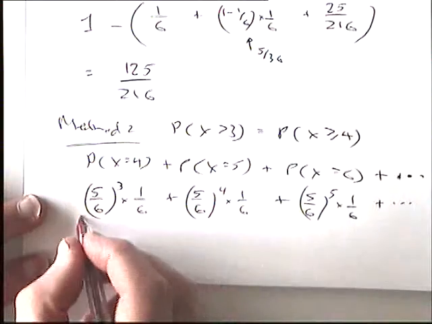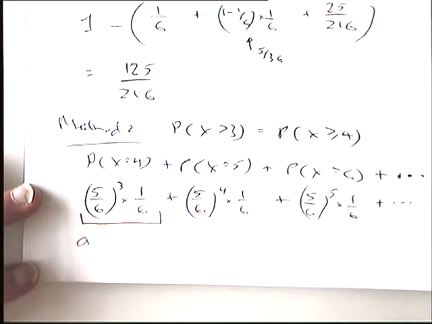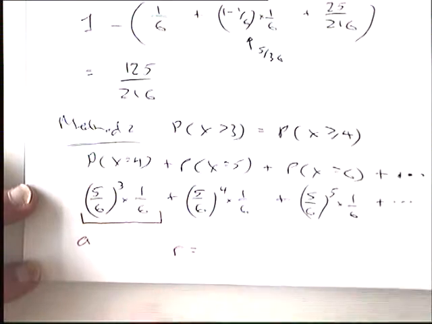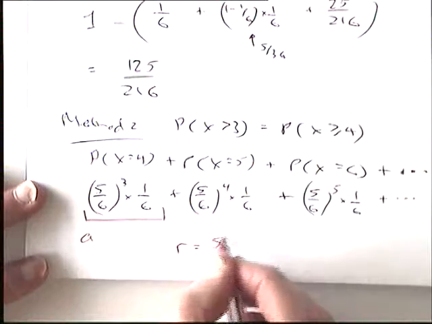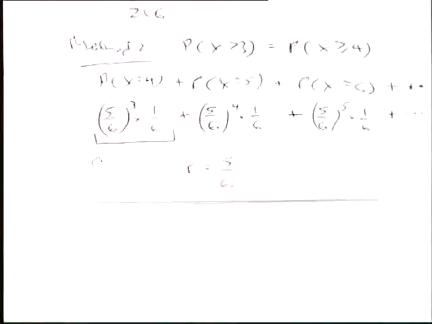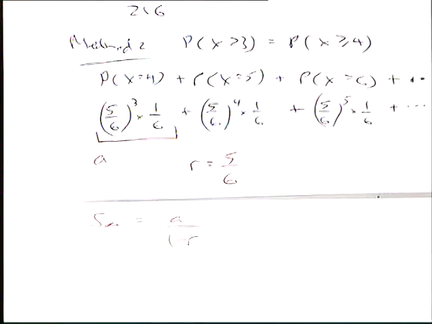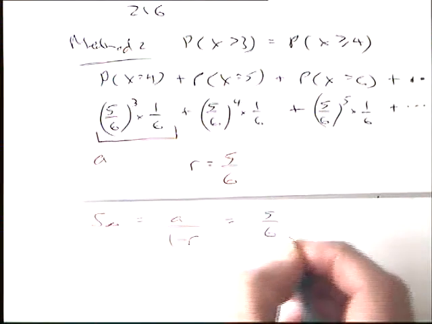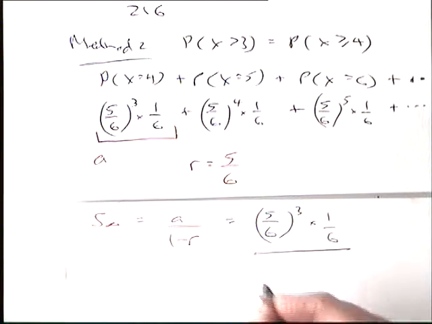So this is clearly the first term. So that is your A for your infinite GP. What is R for your GP? What are you multiplying by each time? An extra 5/6. Yeah, 5/6. Okay. So we've got that. What is then the formula for the sum to infinity? A over 1 minus R. Yep, A over 1 minus R. So A was 5/6 cubed times by 1/6. 1 minus R is 1 minus 5/6.